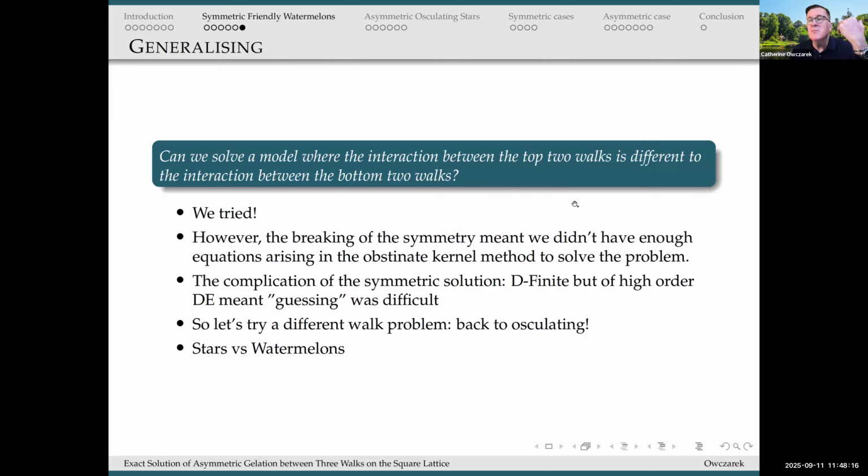So we thought, well, after quite a long time of just trying and not working, well, maybe we're not working on the right problem, okay? Because we already know that this symmetric solution is d-finite. I've just shown you this symmetric solution, and it's a very high order DE. So if it was asymmetric, you'd think it would be a horribly high order differential equation, and guessing maybe rather difficult. And the solution will require something special. So we thought, well, we'll just go back to the oscillating problems and look at both stars and watermelons.